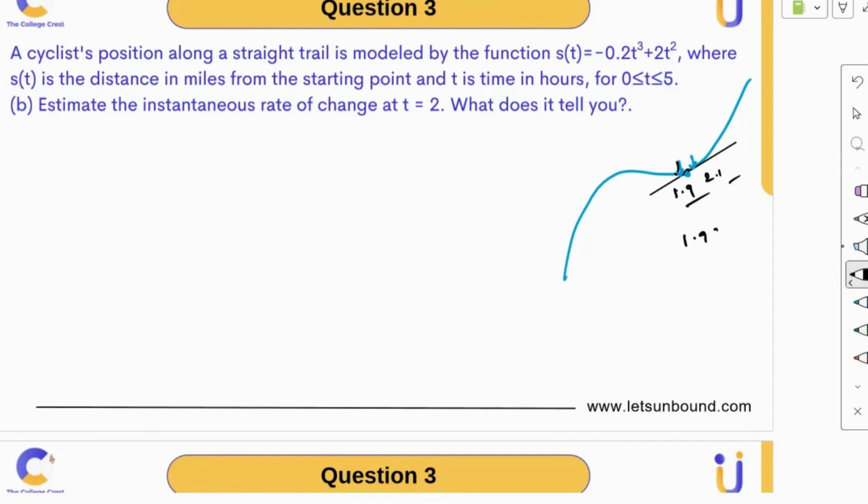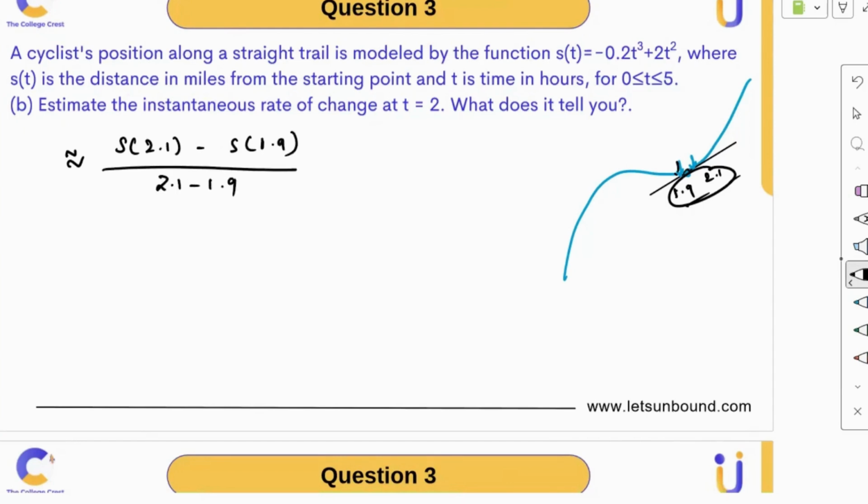You can even pick 1.999 for greater accuracy. In such a way, you can pick more zeros, like 4 decimal places here. Okay, I'm picking this for easy work and applying the same average rate of change formula here. So the instantaneous rate of change is approximately S of 2.1 minus S of 1.9 divided by 2.1 minus 1.9.